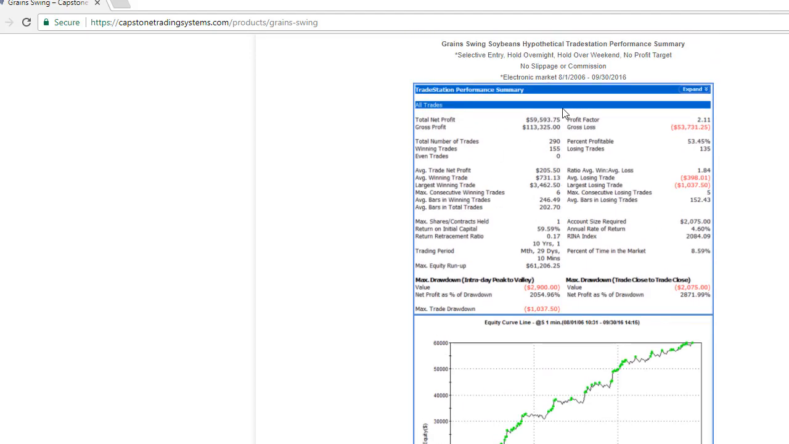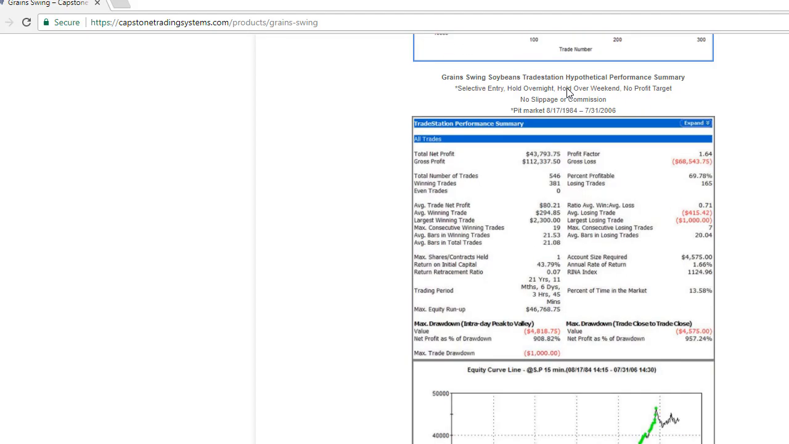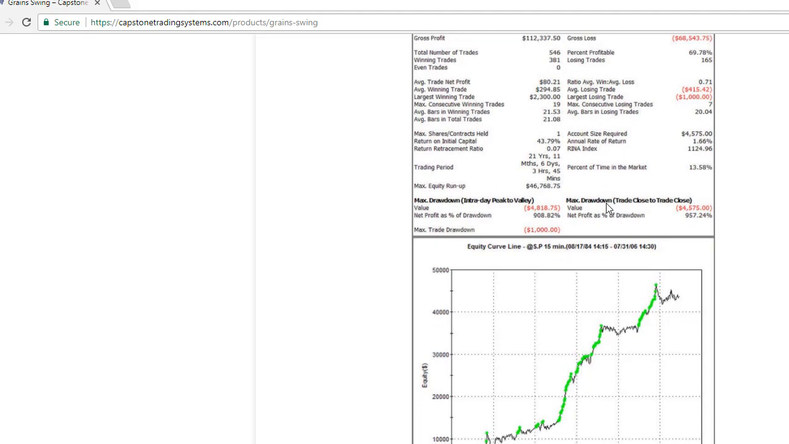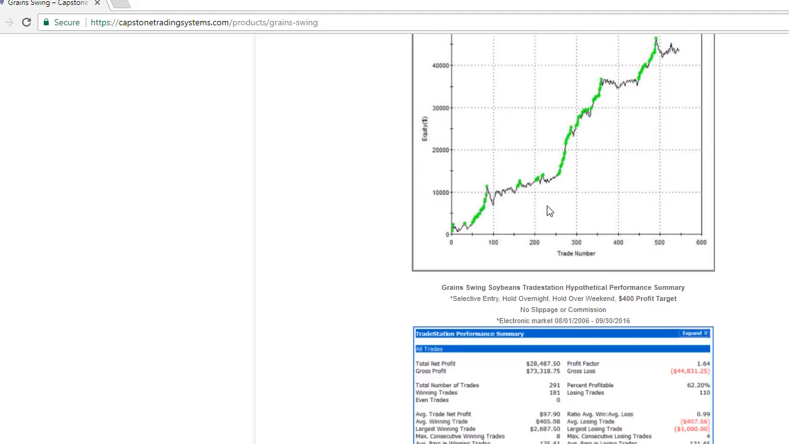This is the conservative version back to 8/1/2006, and this is the conservative version as well. And it's from 1984 to 7/31/2006, right before the pit market mainly goes electronic on August 1st, 2006. And so we're looking at the pit trades from 1984 to 2006. We've had this strategy for a while, and average trade profit is a little small, $80.21, but it's consistent. The equity curve is up and the drawdown is low.